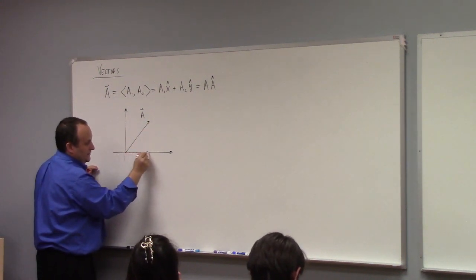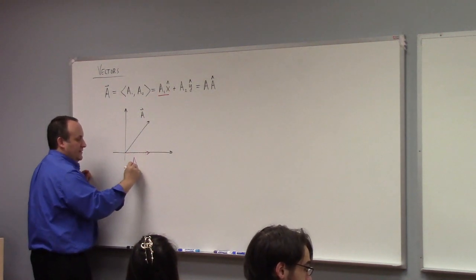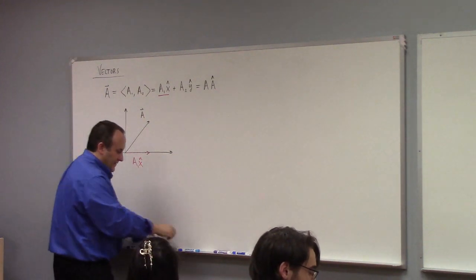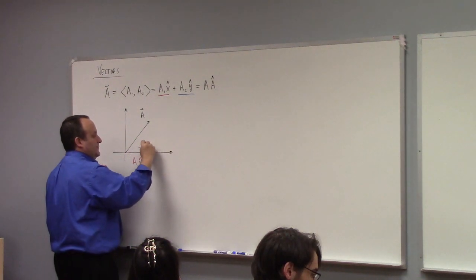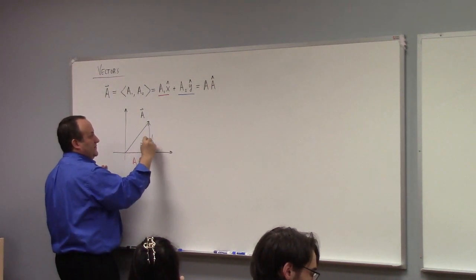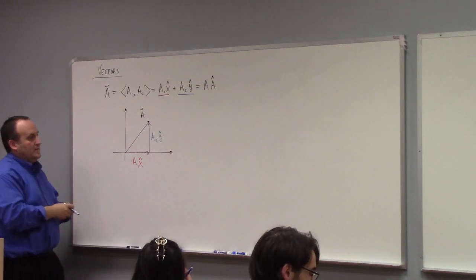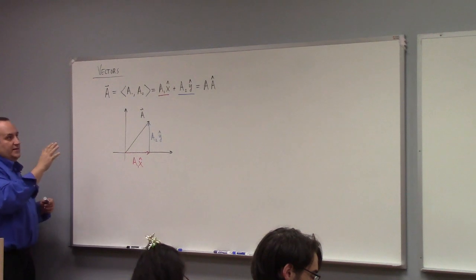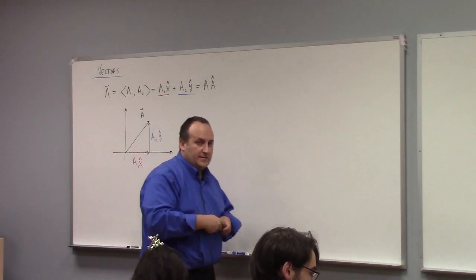So there's this one here, right? And that would be this piece right here. So this would be A1 x hat. And then there's the other piece, this guy right here, which we could look at like this. This would be A2 y hat. All right? Now, these two things are the x vector component and the y vector component of the vector.